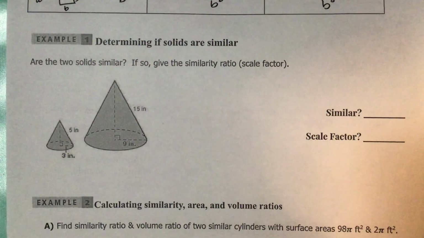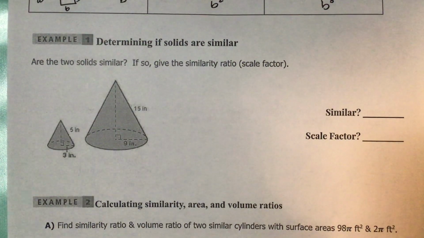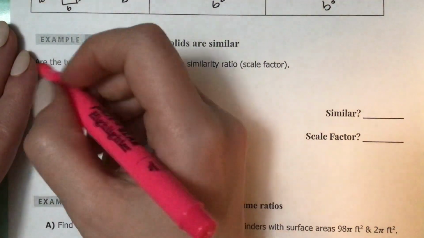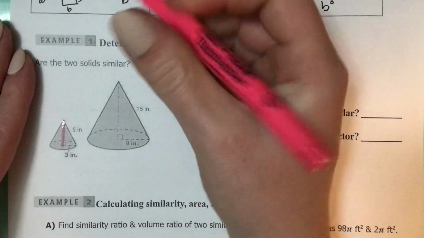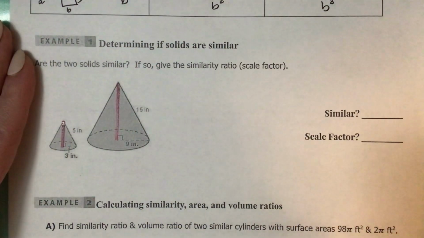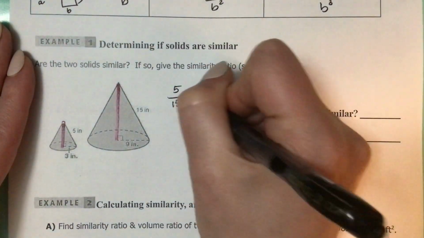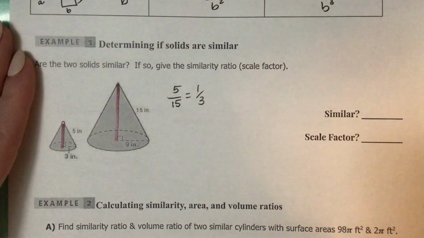In this first question, it says, are the two solids similar? If so, give the similarity ratio. What we're going to do is look at corresponding measurements. Notice the height of this one is 5, the height of this one is 15. We're going to compare those: 5 over 15, and we reduce that. That reduces to 1/3.